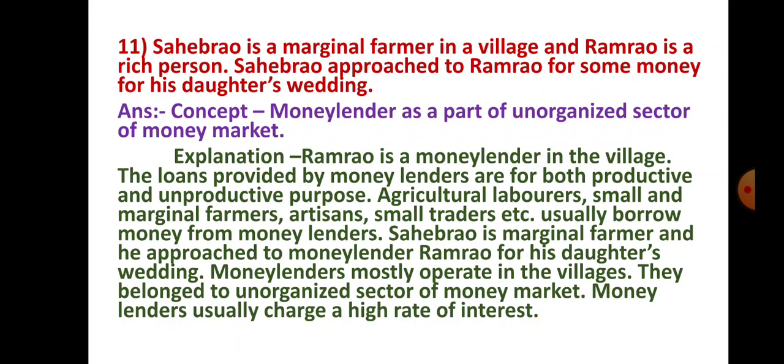Ram Rao is a money lender in the village. The loans provided by money lender are for both productive and unproductive purpose. Agricultural laborers, small and marginal farmers, artisans, small traders, etc. usually borrow money from money lenders. Okay, so Saheb Rao is a marginal farmer and he approached the money lender, that is Ram Rao. Ram Rao is a money lender. He is a rich person in the village.